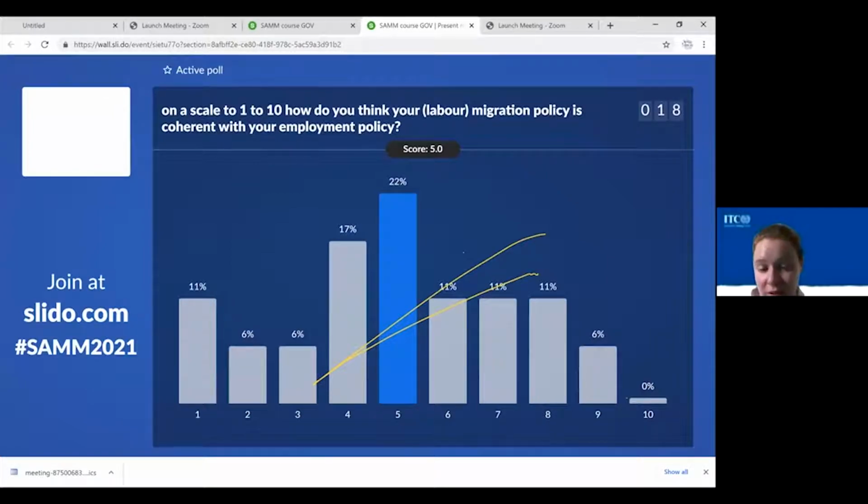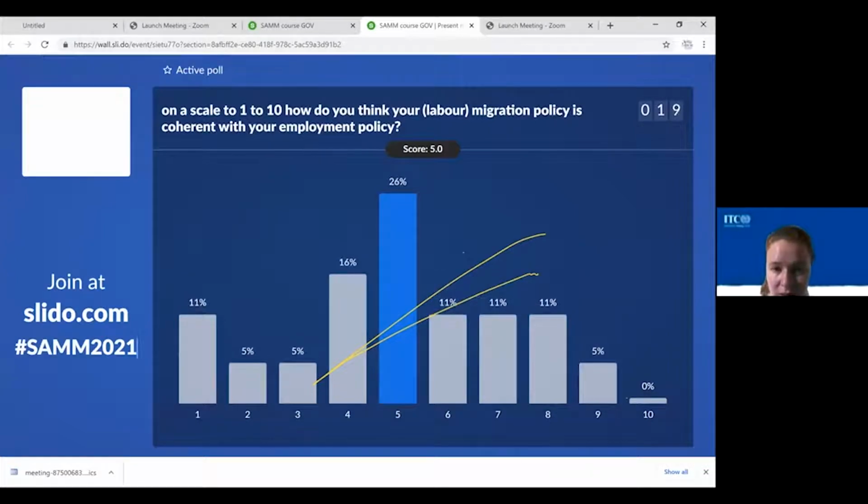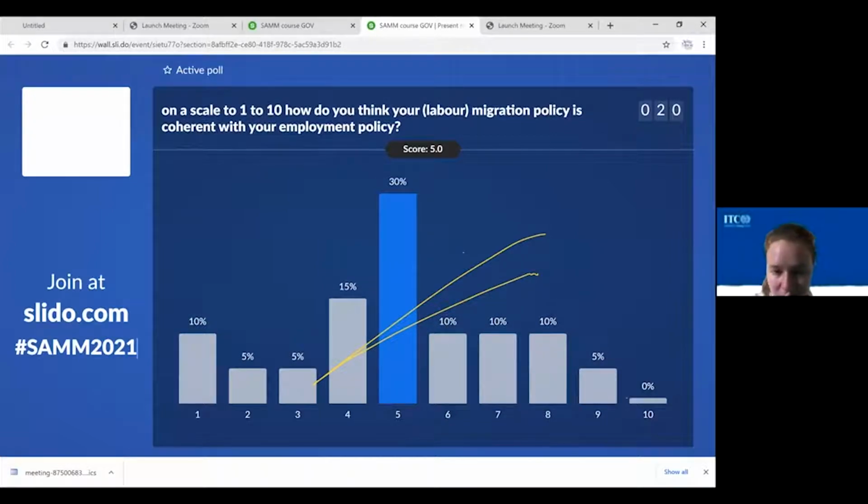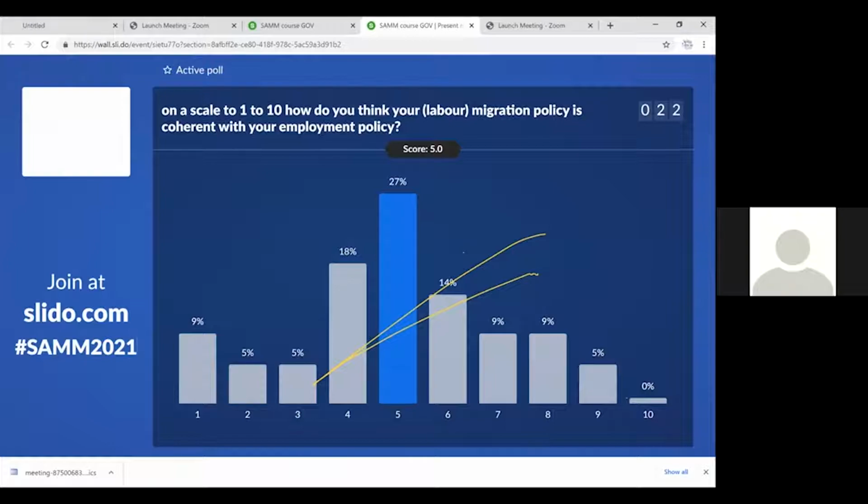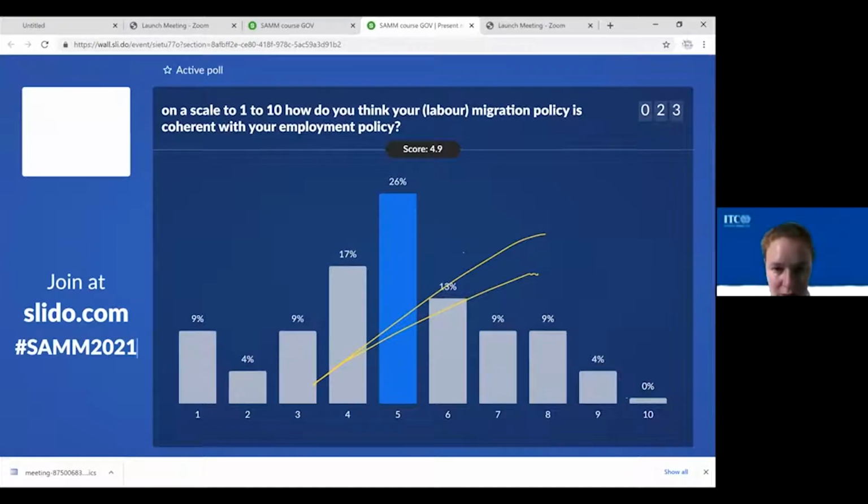All right. So far, we have an average score of 5. So this speaks about a certain level of coherence, but also 4 is rather high. So for the moment, we have an average score of 4.9.